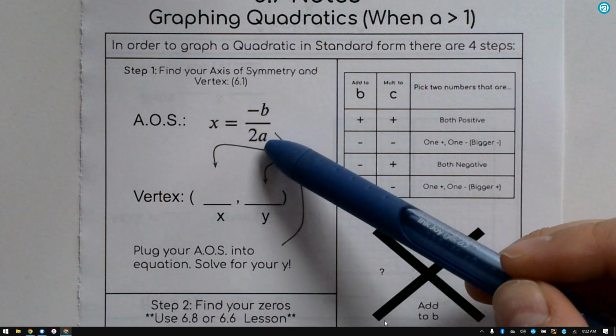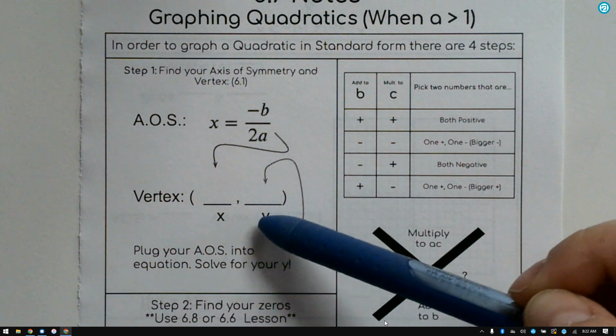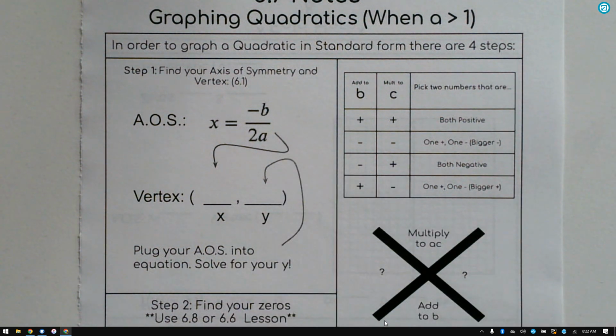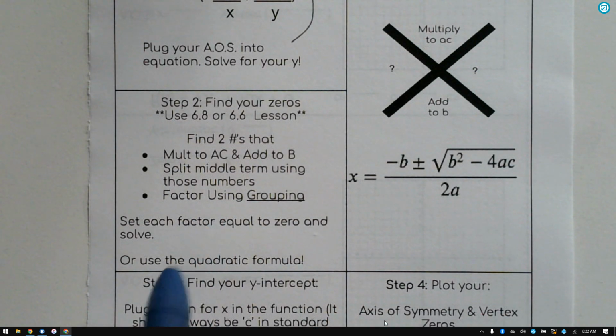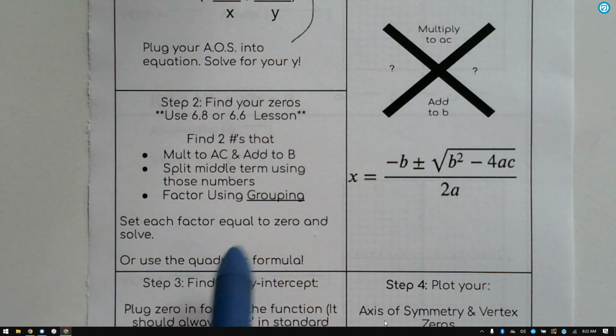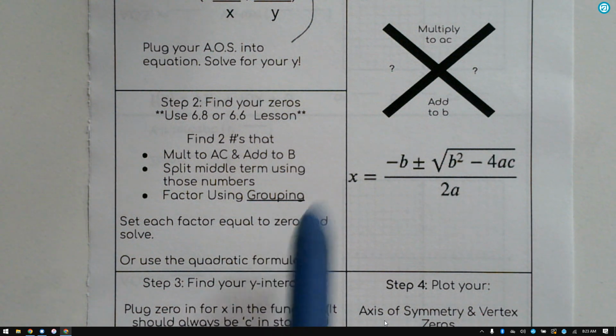So we do our negative b over 2a. We plug that in to solve for y. We graph that and draw our axis of symmetry. Okay, step 2, we are going to find our zeros. We can either factor like we did yesterday or use the quadratic formula like we did yesterday. It is up to you.